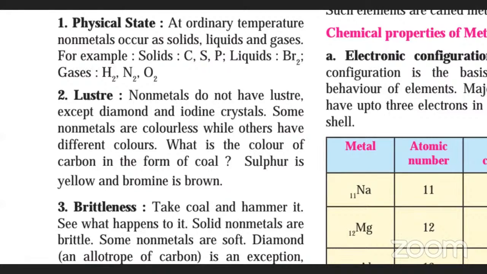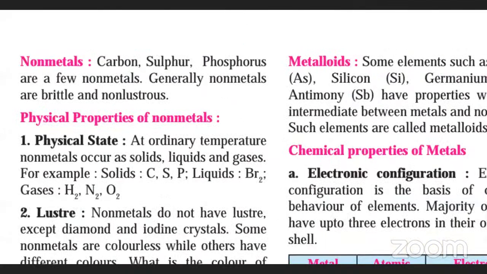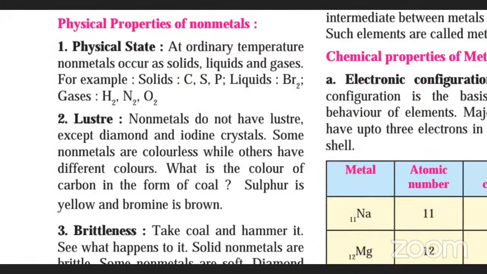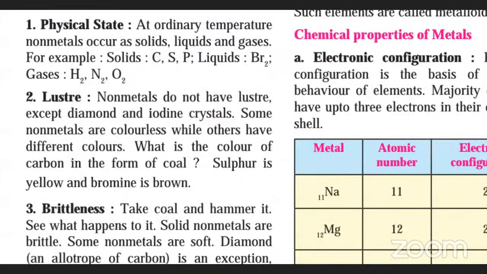Then talking about luster, that is shine. So what we have studied yesterday is metals have shine, right? Metals have a shiny surface, they have shine. But when we talk about non-metals, so non-metals do not have shine. Non-metals do not have shine, but there are some non-metals like diamond. We know diamond. Diamond is made up of what? Diamond is made up of carbon, okay? And carbon is a non-metal. Means diamond is also a non-metal.